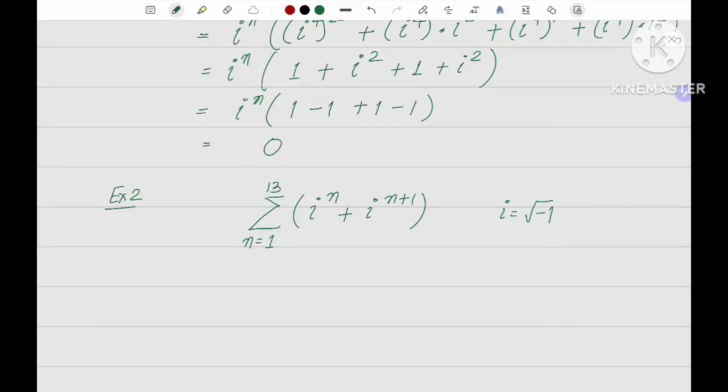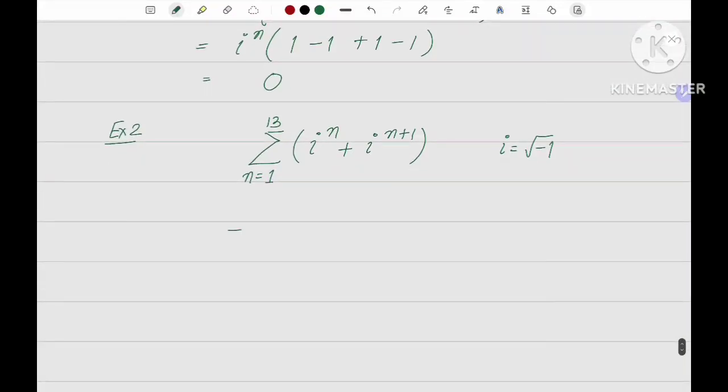I can in fact divide this summation over this term and this term and solve separately, or I can combine this in the same notation of summation and solve this. So I will take it this way. I will take sigma n is equal to 1 to 13 as it is, and I will take i to the power n common. I am left with 1 here and i here, right?